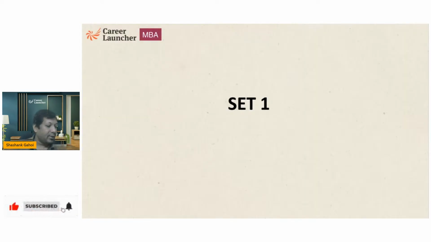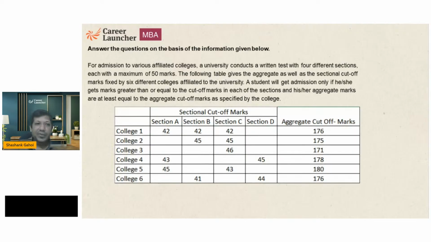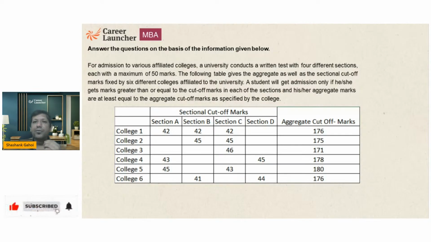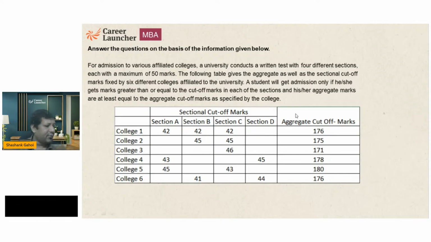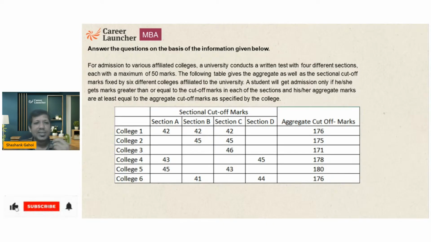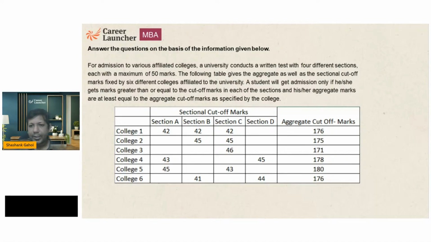Now let's start this one. So this is the first set we are picking. So now what does it say? It says that for admission in various affiliated colleges, a university conducts a written test with four different sections. Okay, so there are four sections: section A, section B, section C, section D, that is given in the table. Okay, so this is what we got.